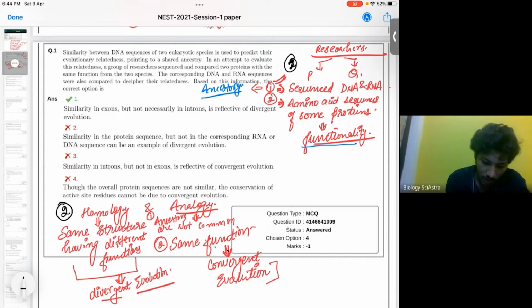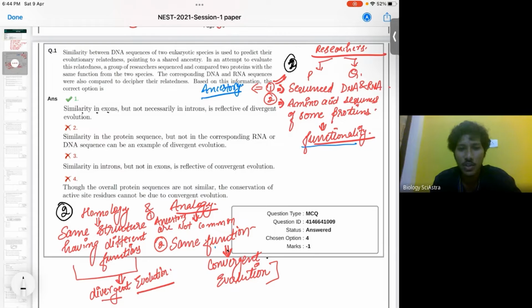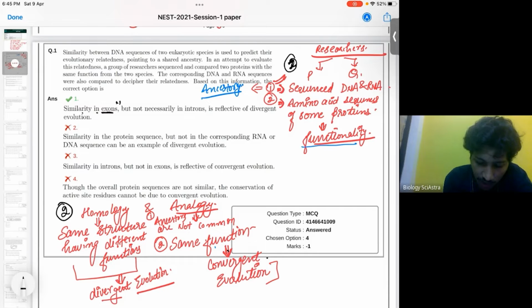Now, the first statement is saying that similarity in exons but not necessarily in introns is reflective of divergent evolution. Correct? Because exons are the coding sequences. So we are more concerned about the similarity in the coding sequences, which are coding for a polypeptide. Introns are also our concern, but even if they are not the same, we can still say they belong to the same ancestor on the basis of similarity in exons. So this statement is correct.